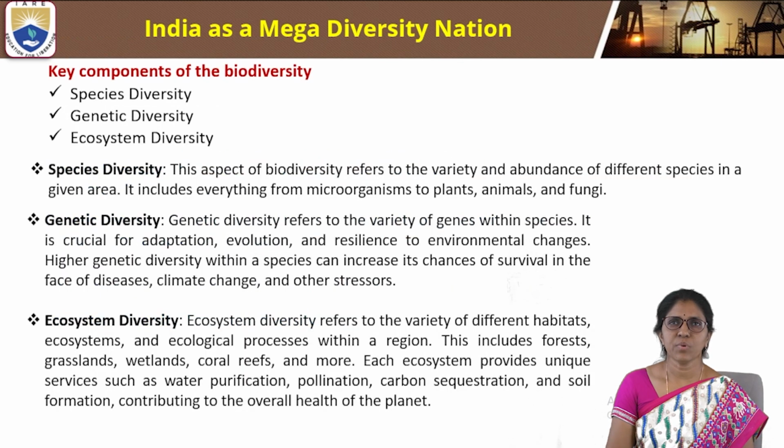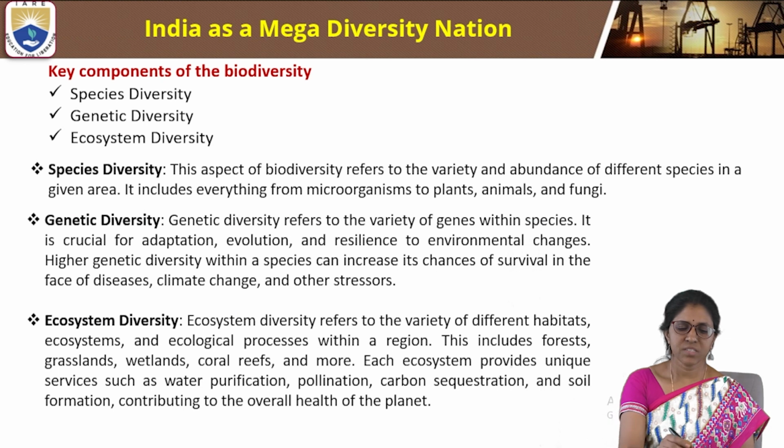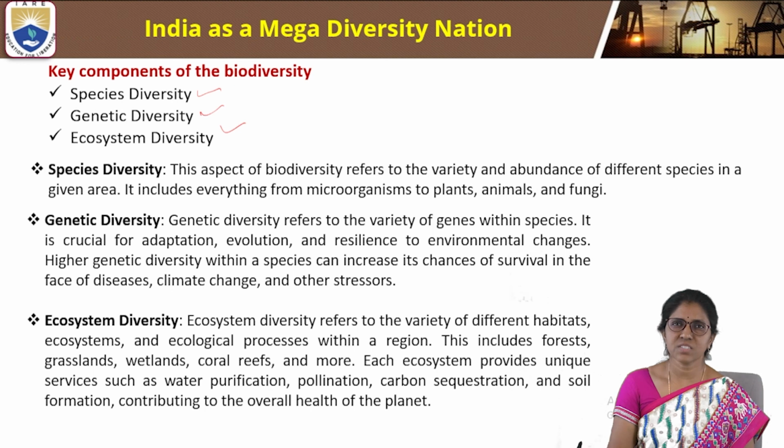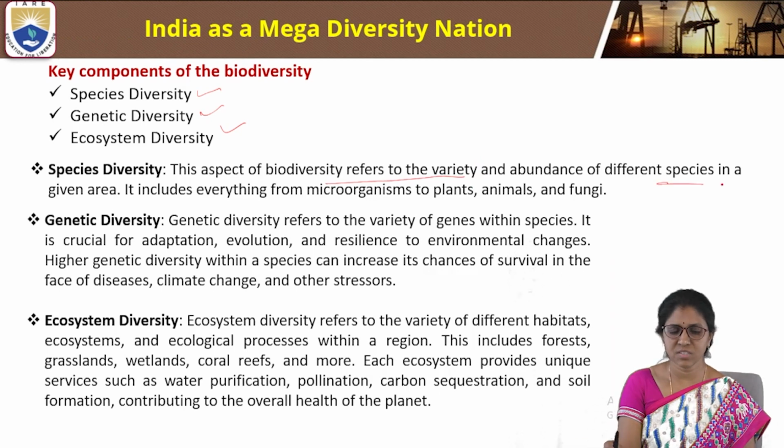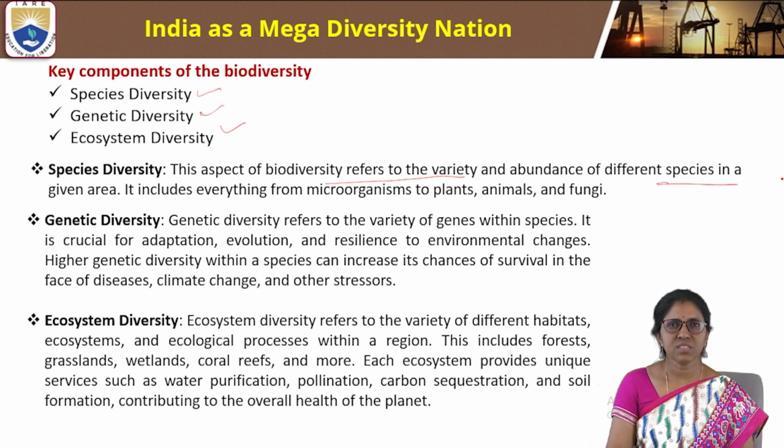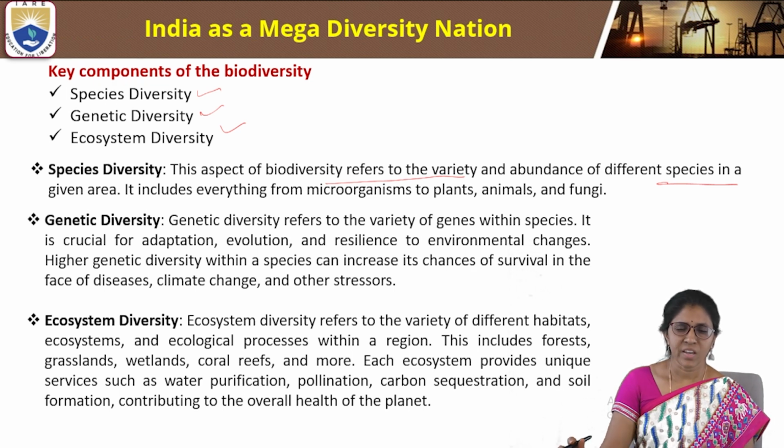Some of the key components of biodiversity are species diversity, genetic diversity, and ecosystem diversity. Species diversity is the aspect of biodiversity which refers to the variety and abundance of different species in a given area. It includes everything from microorganisms to plants, animals, and fungi.